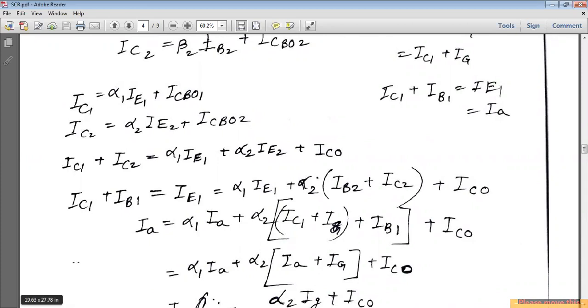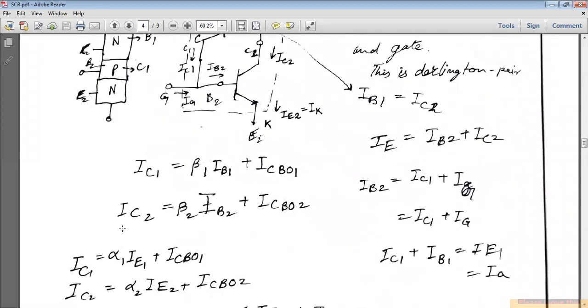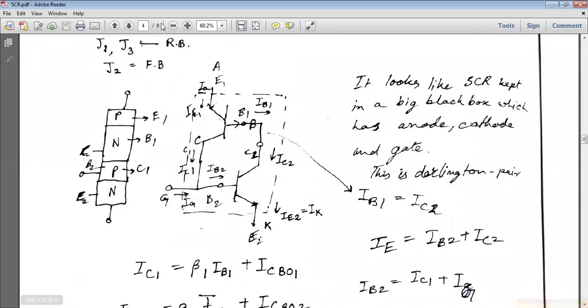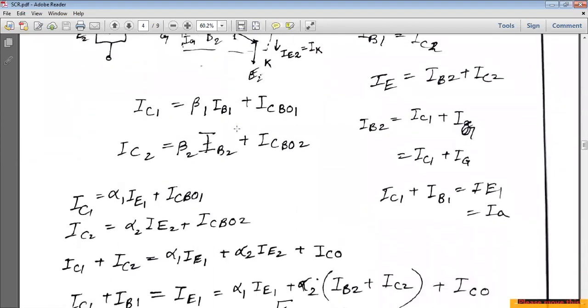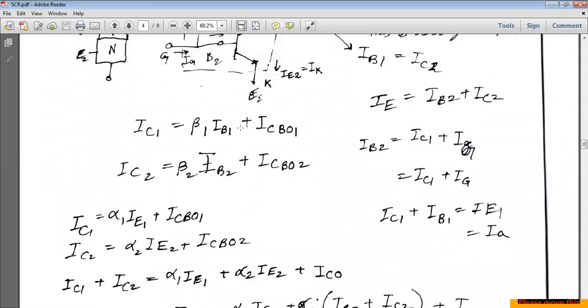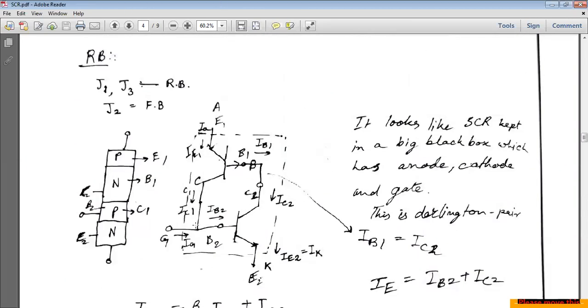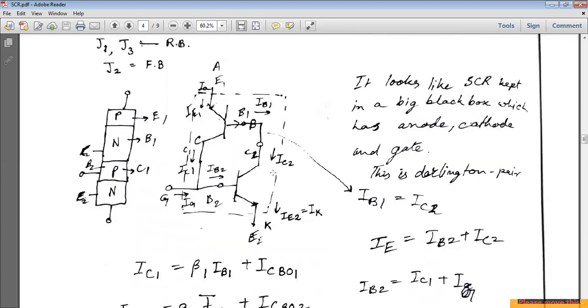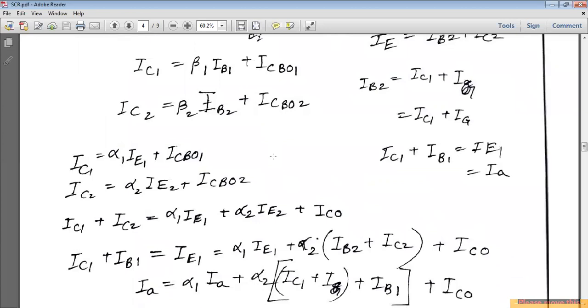Now IC1 plus IB1. IC1 plus IB1 equal to what? IE1. You can see from this, that is the emitter current or anode current, which is starting from here. For the first transistor it is IE1 equal to IC1 plus IB1, that is equal to IE1.